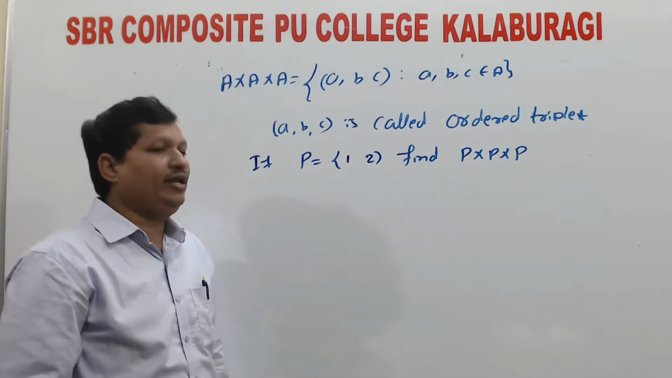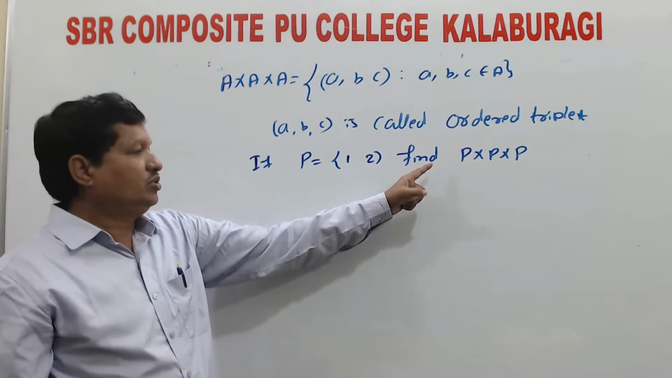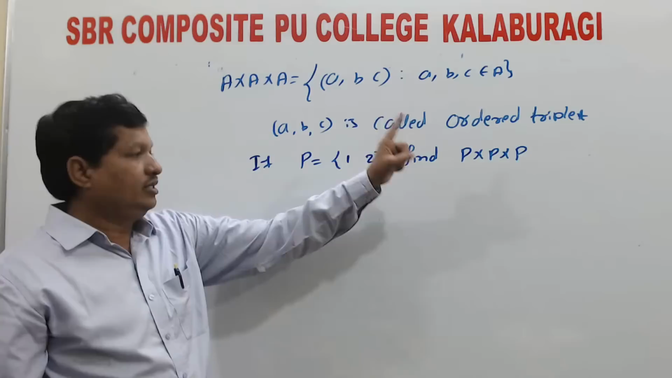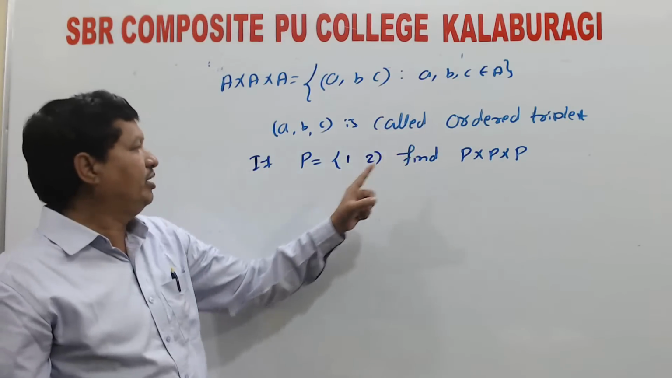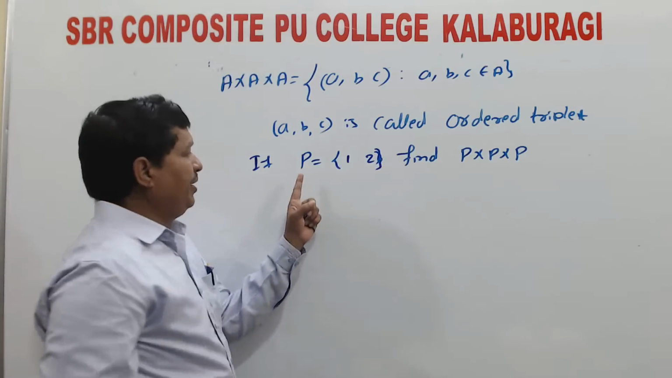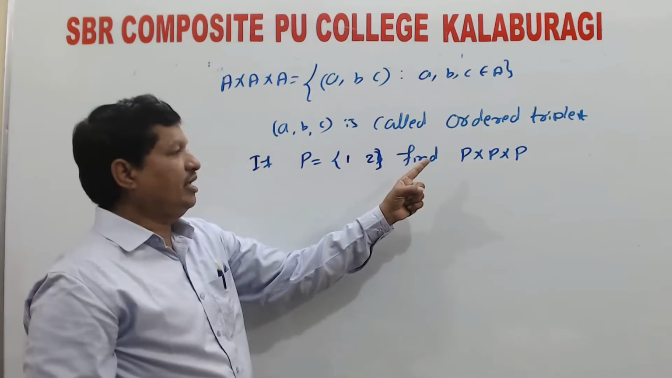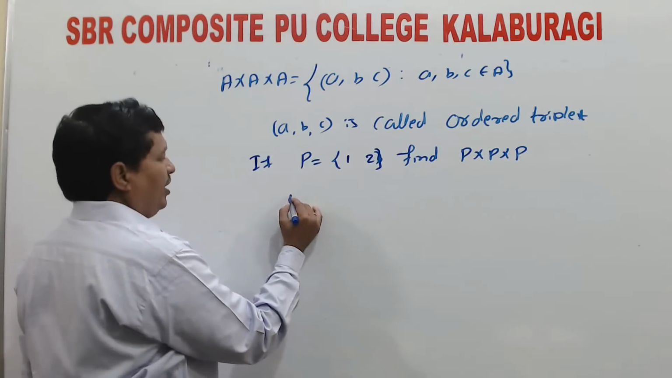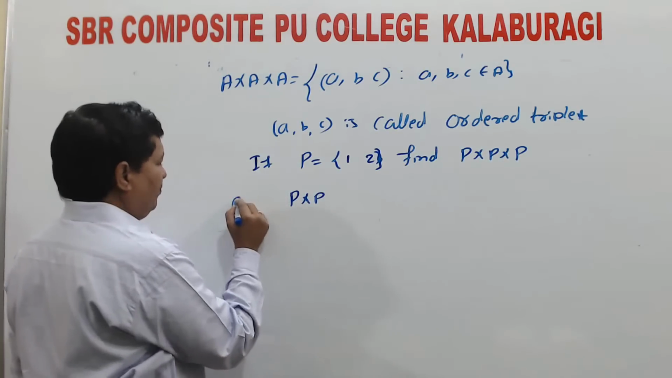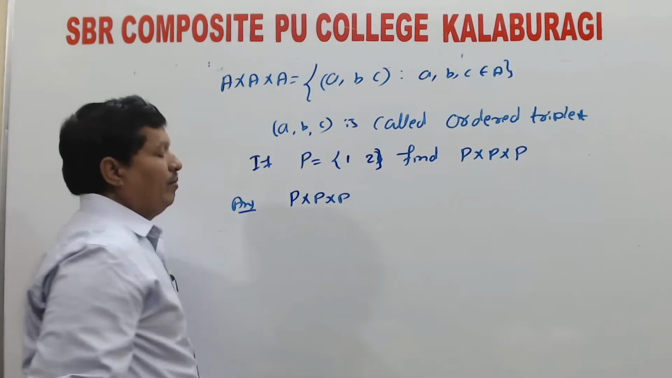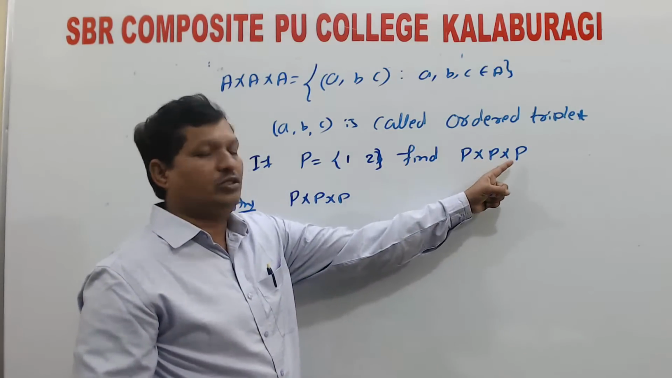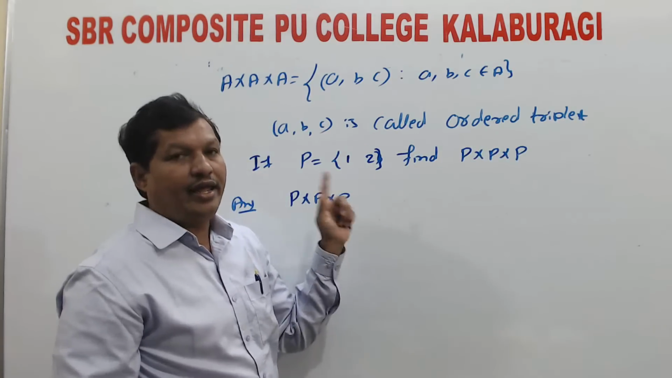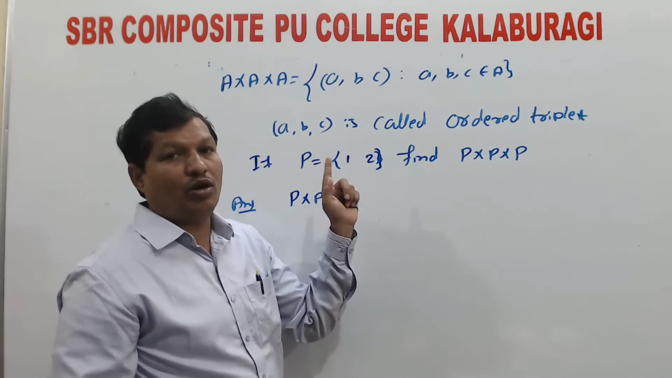First you have to find how many elements P cross P cross P has. Again it is in the same way, n(A) into n(B) into n(C). Same procedure as in the Cartesian product of A cross B. P has how many elements, sir? 2 elements, sir. Then the number of elements of P cross P cross P is 2 into 2 into 2, which means 8 elements. It is the same as the Cartesian product of ordered pairs.